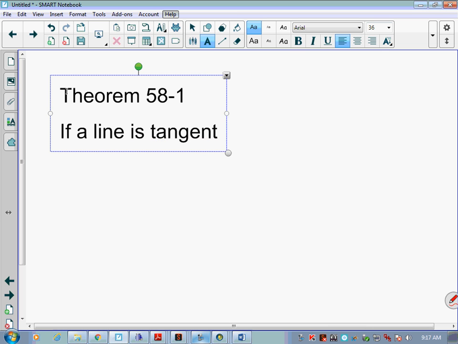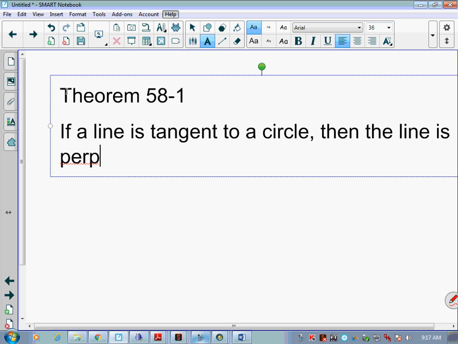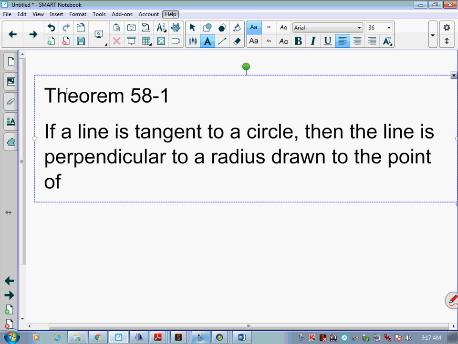Okay, if a line is tangent to a circle, then the line is perpendicular. Okay, what does perpendicular mean? Yeah, two lines that are perpendicular do intersect, but they intersect very specifically. How do they intersect? At 90-degree angles, or a right angle. Perpendicular to a radius drawn to the point of tangency.